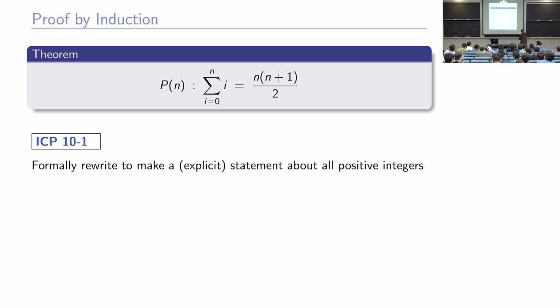Can you make it a statement about all positive integers? Where is this "all positive integers" coming from? I am saying this is a statement about all positive integers. n should be positive, because i goes from 0 to n, so n is non-negative. But why is this a statement about one equality?